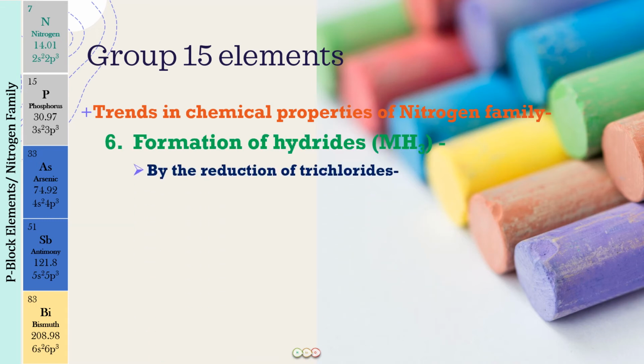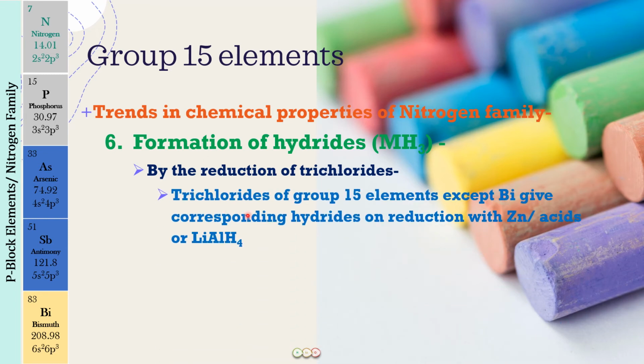The next way in which we can produce these hydrides is by the reduction of the trichlorides. All the trichlorides of group 15 elements except bismuth, please do remember, will give us the corresponding hydride on reduction either with zinc and acid or with lithium aluminium hydride, which is a very strong reducing agent. So we have the group 15 element standing as M. The trichloride of this group 15 element reacts, for example, with lithium aluminium hydride. What we get is the corresponding hydride of the group 15 element, along with lithium chloride and aluminium chloride.